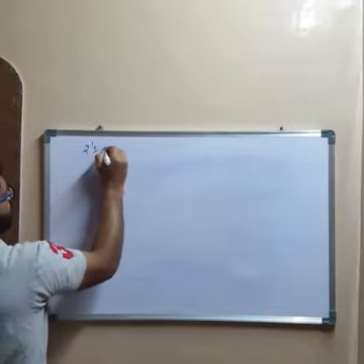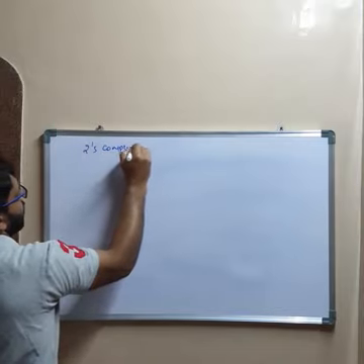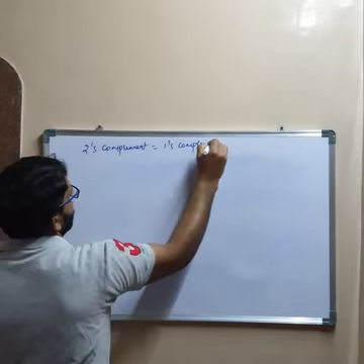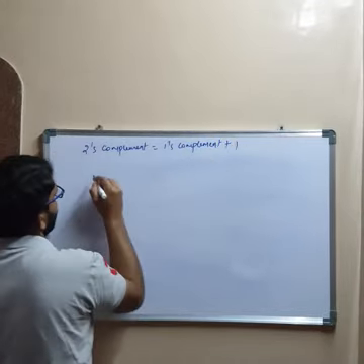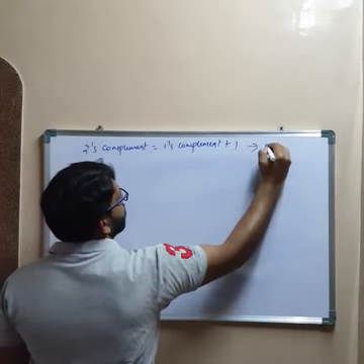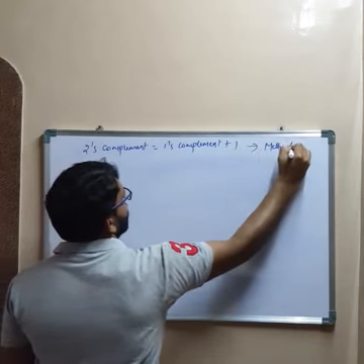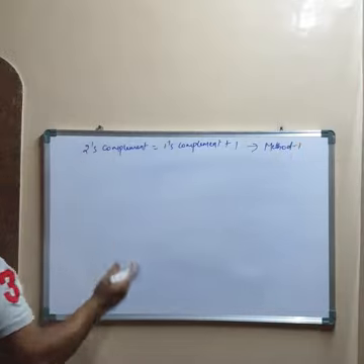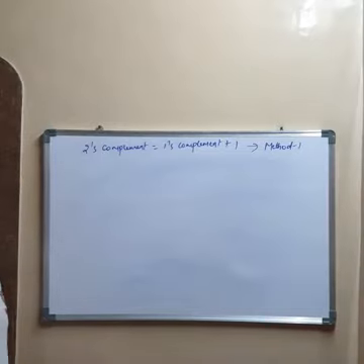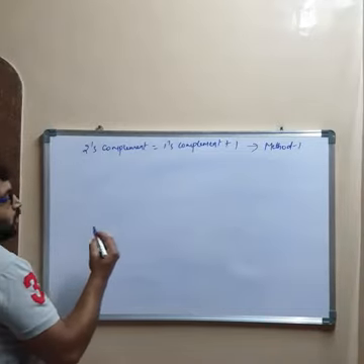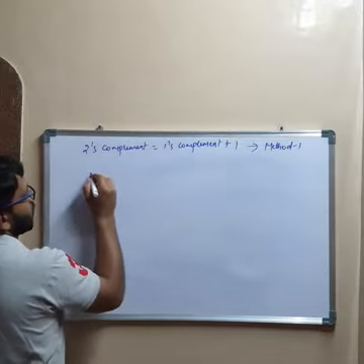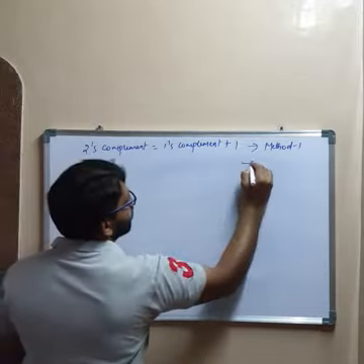So 2's complement is equal to 1's complement plus 1. This is method 1. You can obtain the 2's complement of the number in this way, or else you can obtain it in another way, that is method 2.